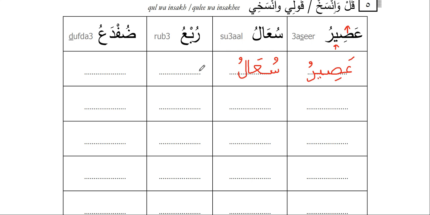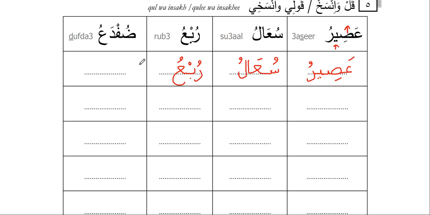Now Rubu. Ra with Dhamma, Ba with the tail, go up, make the bow tie, come down with the same angle and make the pot belly. Ba with Sukun, Ain with Dhamma, Rubu.